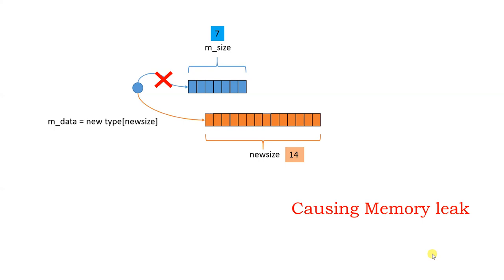So that mdata, the blue pointer over here, is pointing to the blue allocated memory with size of 7. And then you say, okay, 7 is not enough, I want bigger. So you allocate 14 units of whatever you have, and then you put the address in mdata. So that old 7 blue ones are all lost, and they remained in memory.